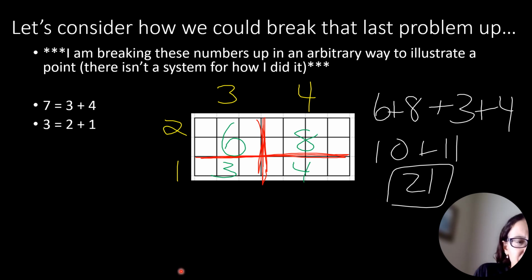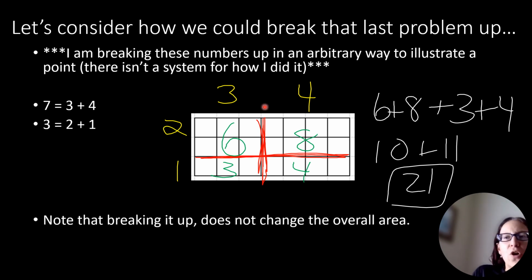Okay, note that breaking it up does not change the overall area. So you can break your length and your width up into its constituent parts, and it wouldn't change it. Like I said earlier, if you wanted to take this slide and redo it and split the 7 up a different way, split it into 6 plus 1 or 2 plus 5, you'd have different numbers in here, but it wouldn't affect the overall area.